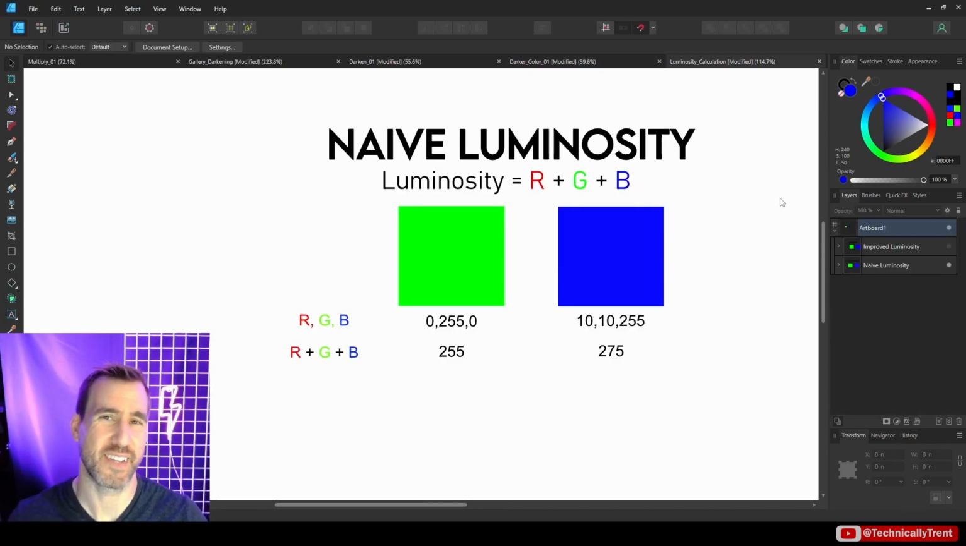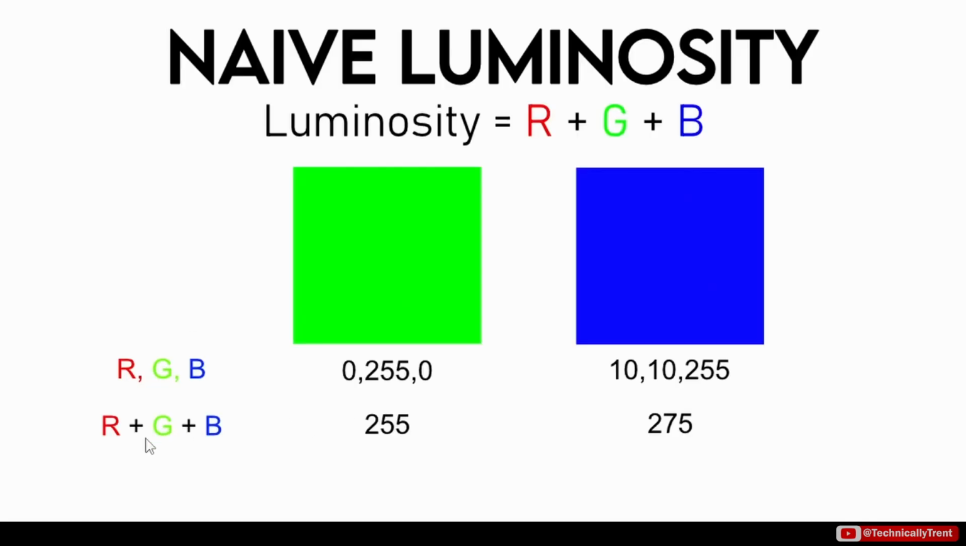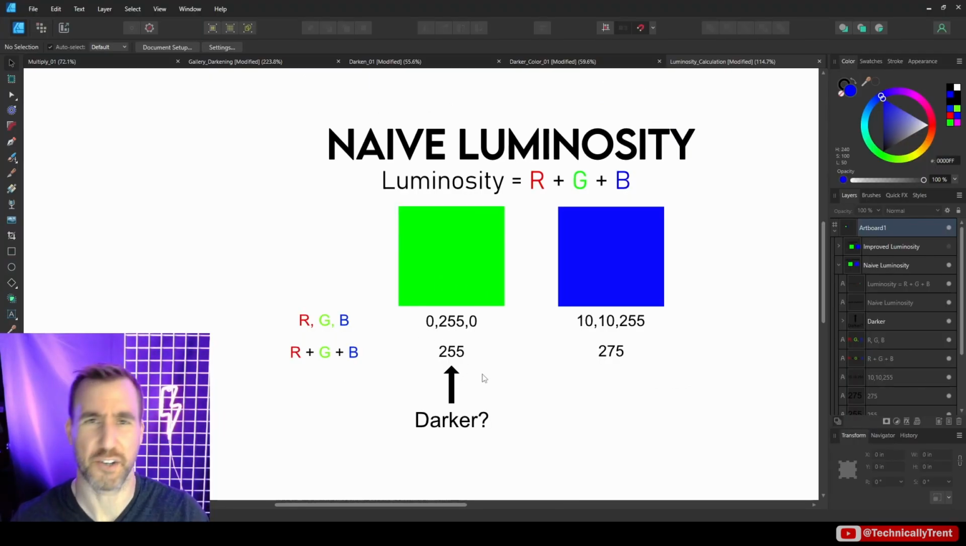So let's start with what I would call the naive luminosity calculation. Let's say we assume luminosity is just the sum of the RGB values. Well, here I have green, which is 0, 255, 0. And here I have a blue, but it's slightly brighter than normal blue. It has 10 red, 10 green, and 255 blue. So if I add up the RGB values, for our green we get 255, for our blue we get 275. So technically our blue is lighter than our green. So this means our green is darker. But does it actually seem darker? I think most people would agree that this green actually seems even brighter than our blue here, even though the sum of the values is less than the blue.